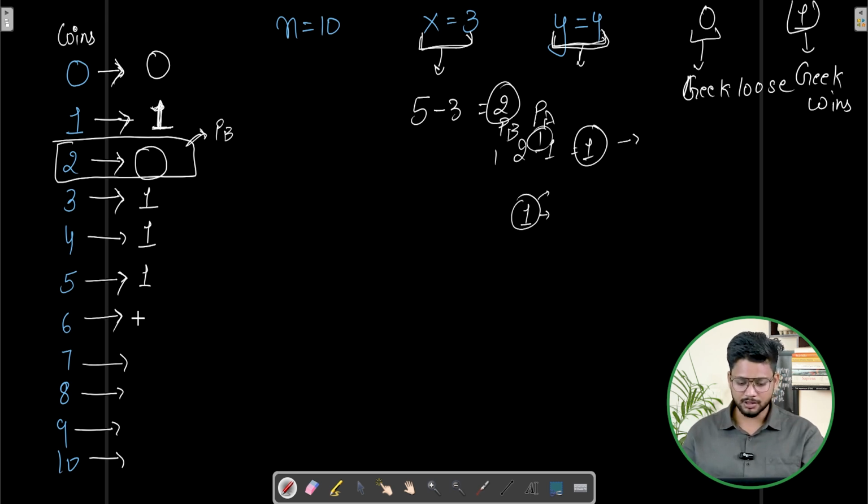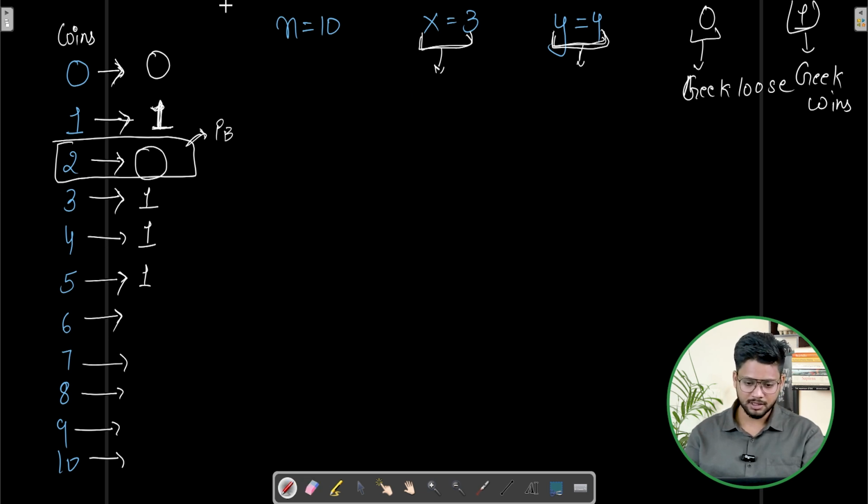So now we have 6 coins. Okay, let us understand. If we have 6 coins, firstly we have to check: if the player takes 4 coins, then 6 minus 4 is going to be 2. Now you can see that 2 coins are left.